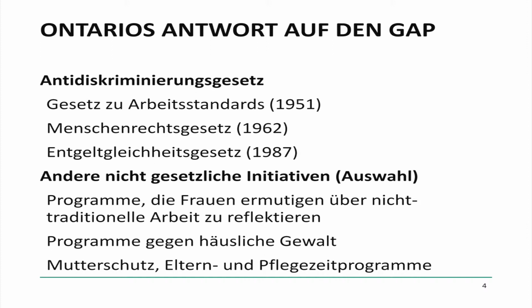So in Ontario, we have a number of laws that deal with the various aspects of discrimination, and these laws have developed at different periods of time, which is why they are in different pieces. We have the Employment Standards Act, which was enacted in 1951, and that is equal pay for equal work. We have the Human Rights Act, which was enacted in 1962, and that covers general discrimination at work. And then we have the Pay Equity Act, which was enacted in 1987.